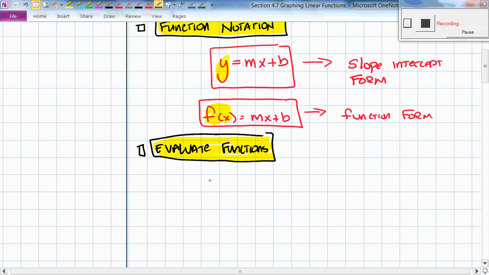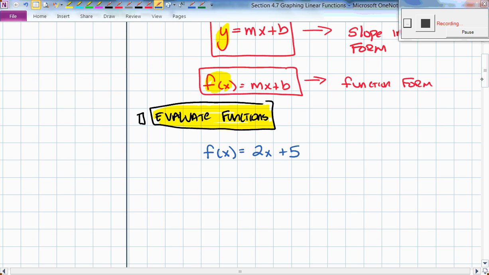So let me give you this function. What if I said, okay, I know that f of x is equal to 2x plus 5. By the way, that's how you read this: f of x is 2x plus 5. Do you guys notice that there's an x variable right here in the parentheses, and there's also another x variable inside the actual function itself? Do you notice that those match up? Those match, right?